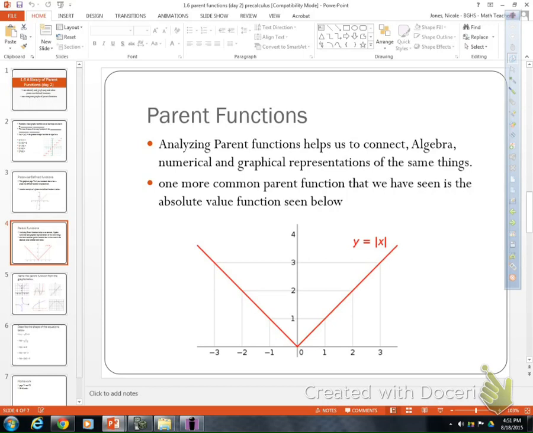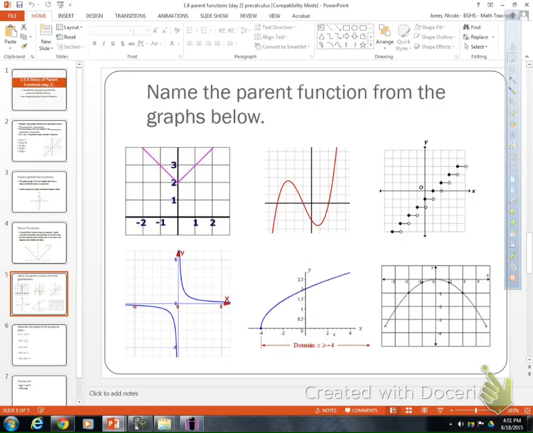Here's a graph we worked with quite frequently, the absolute value parent function. Absolute value makes a V shape. If there's a negative in front, all it does is flip it upside down. The absolute value function is one that we are very familiar with. So go to the next page, and I want everybody to take a few minutes, pause the video, and name these parent functions that you see below.